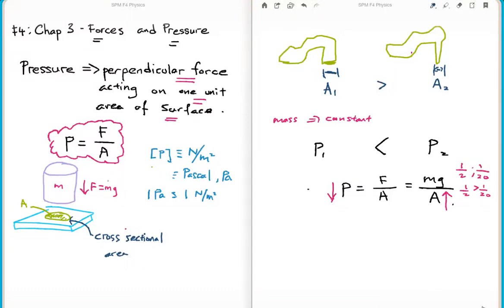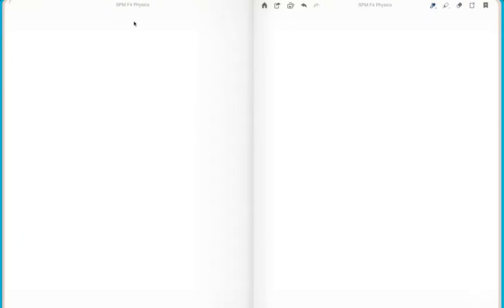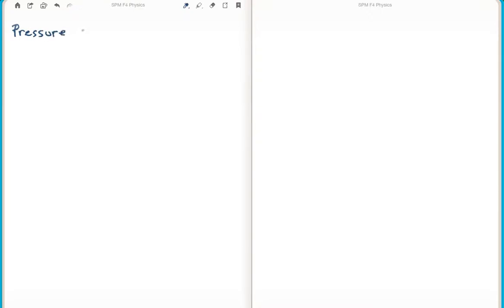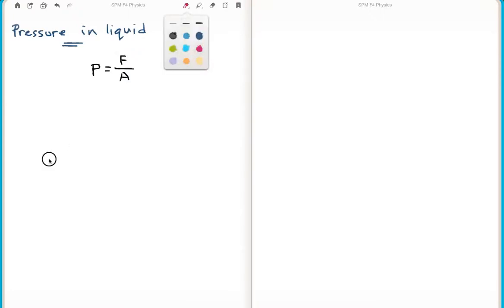Okay, put it on the next page. We have pressure in liquid. Earlier on, we have pressure equals force per unit area. This is the general equation. It will be the same equation, just that you need some modification over the force. Previously if it's a human, then it's mg. But what happens when we have liquid? Now, I will give you a scenario. Let's say for a diver.